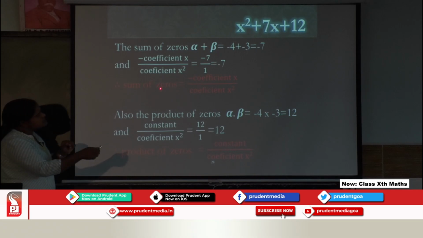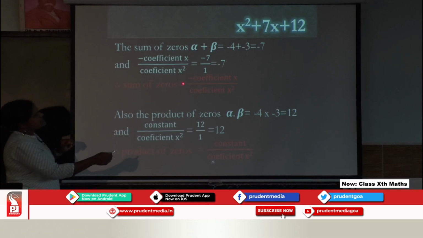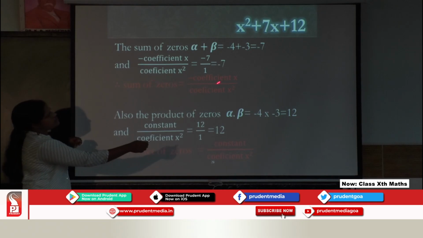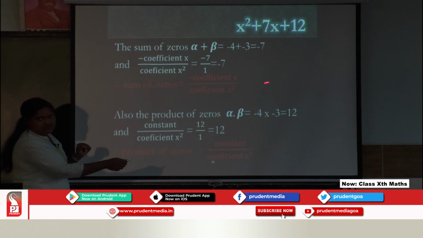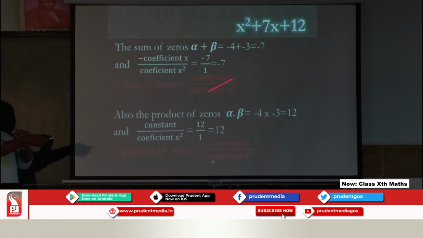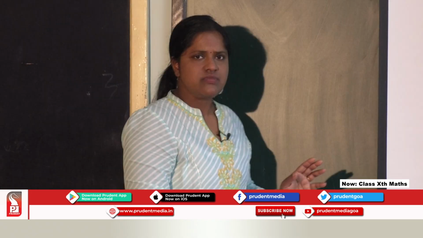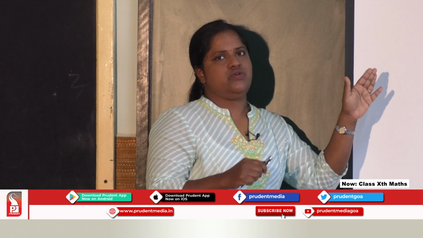Therefore, the sum of zeros is equal to this formula: minus coefficient of x upon coefficient of x square. Because we are getting both the answers correct, that is, the left hand side and right hand side are the same. This was for the sum of zeros.